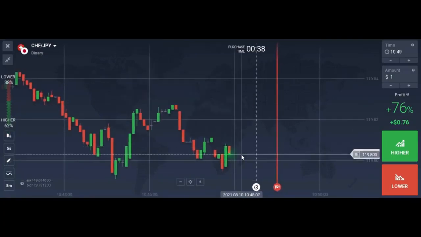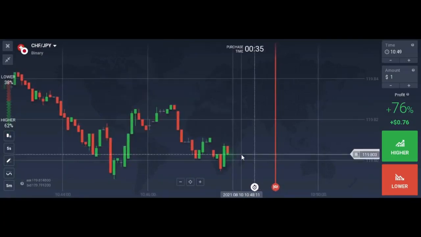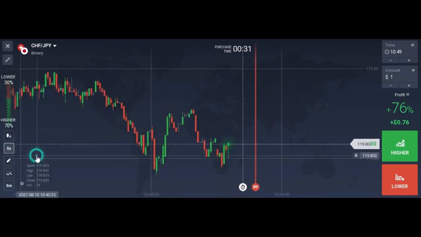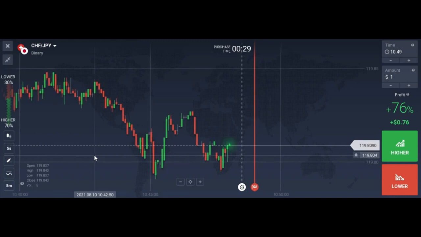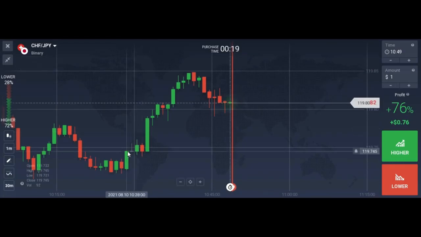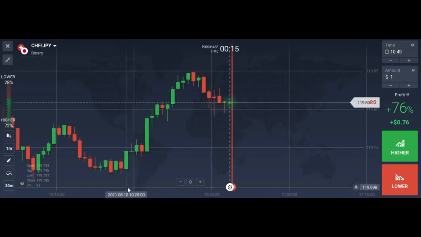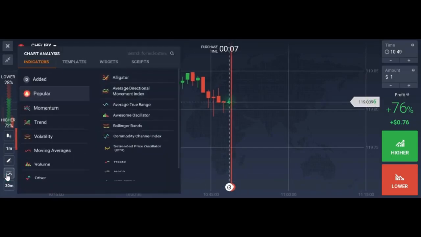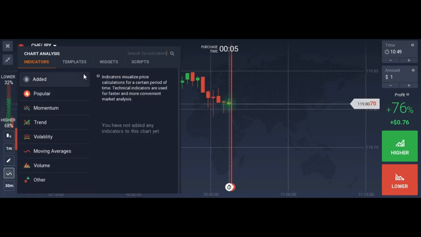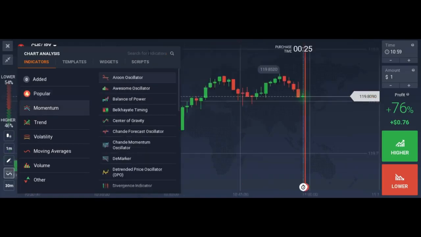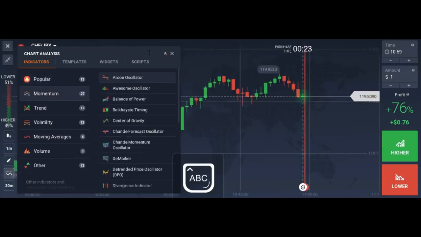Okay, for this strategy we are going to use 1 minute candles and 1 minute expiration time. We will use the following indicators: ATR bands, average true range bands. For this indicator to appear, write the full name.